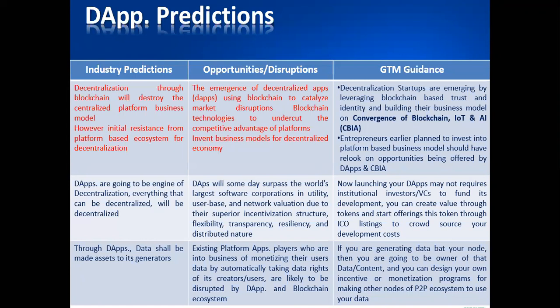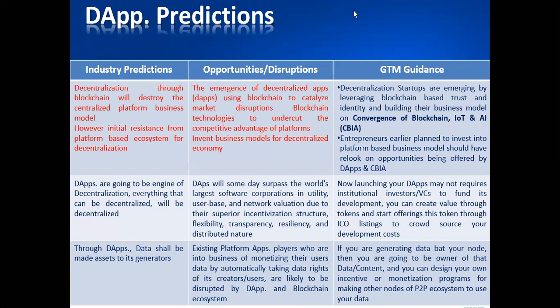So the next prediction: DApps are going to be the engine of decentralization. Everything that can be decentralized will be decentralized. You just wait for some time. Decentralization is going to happen wherever it is technically possible, or possible through the ecosystem. So what are the opportunities? DApps will someday surpass the world's largest software corporations in utility, user bases, and network valuation, due to their superior incentivization structures, flexibility, transparency, resiliency, and distributed nature.